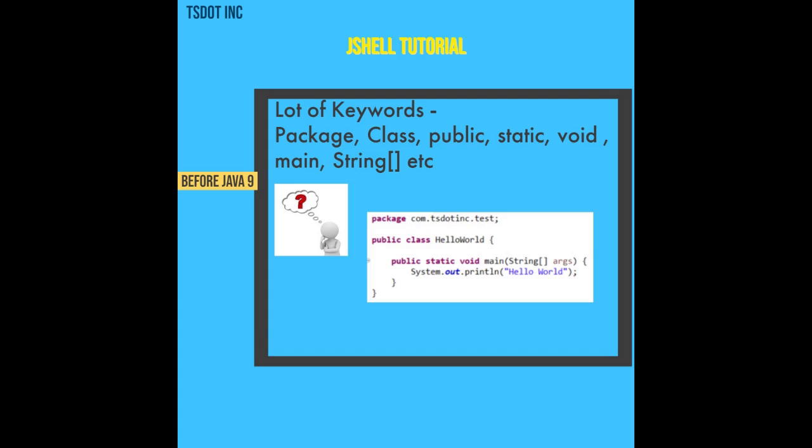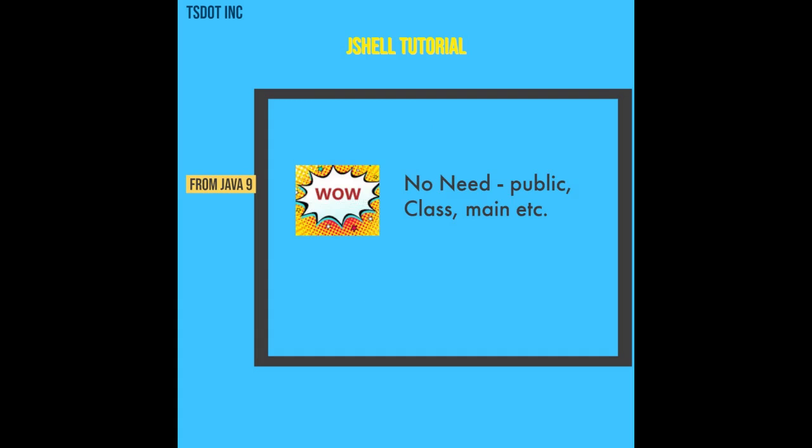Before Java 9, if you want to run even a simple Hello World Java program, you need a class and main method. There are a number of keywords and concepts like package, public, class, static, void, String, and a lot more. With Java Shell, you don't need a class, main method, etc. Okay, let's see how to launch the Java Shell prompt in PowerShell. We will see how to launch it in command prompt as well.